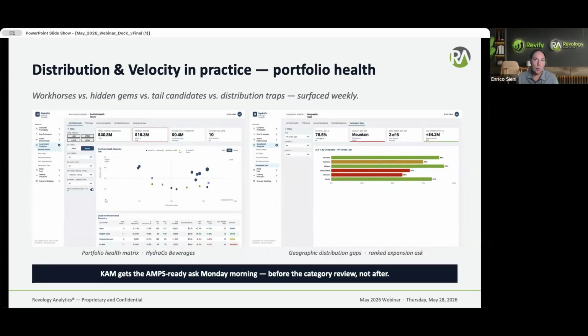In practice, the portfolio health matrix on the left-hand side, a customer example, and then the geographic distribution gaps with ranked expansion ask on the right-hand side. And you can see the whole portfolio sorted into your usual categories as before, your workhorses, hidden gems, underperformers, at risk, and with the revenue at risk and the hidden gem opportunity quantified.